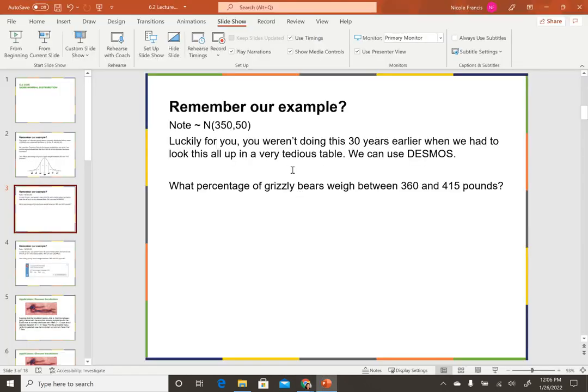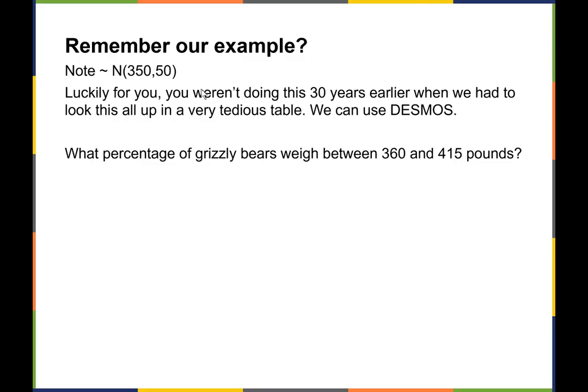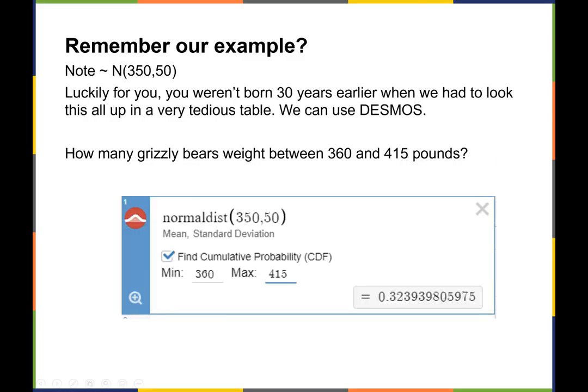Let's go back to our PowerPoint here. We're going to be going back and forth quite a bit. All right, so again, to review what we did, we went to Desmos. We typed in normal dist with our mean and our standard deviation. We put in our min and max values, and we get our probability of 0.3239.